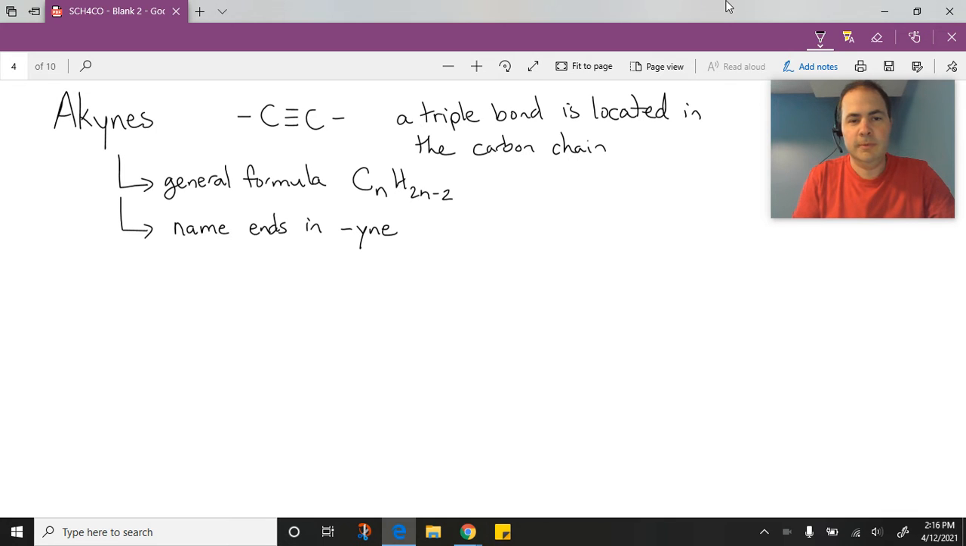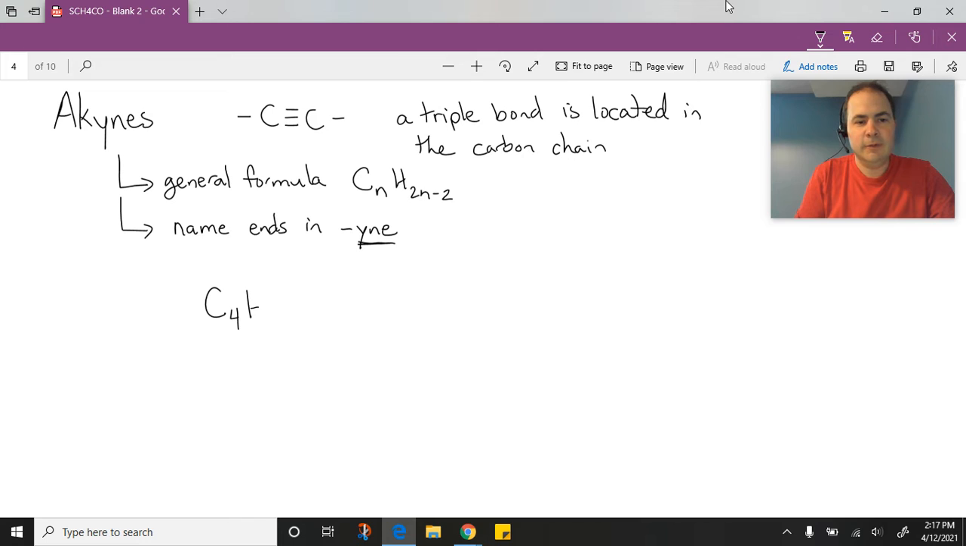So if the chemical formula follows this pattern, CnH2n-2, so the number of hydrogens should be whatever the number of carbons are times 2 and then take away 2. That general formula will give us an alkyne. And if you look at the name of the compound, you will also see yne, Y-N-E, at the end when we're looking at it.